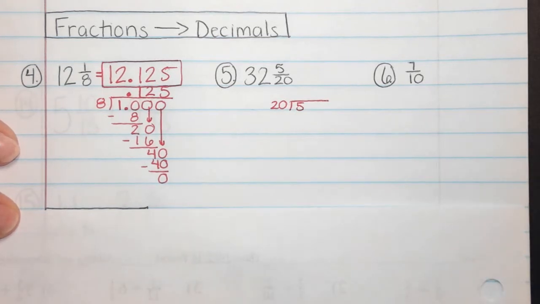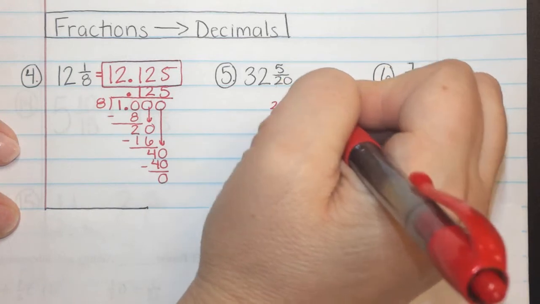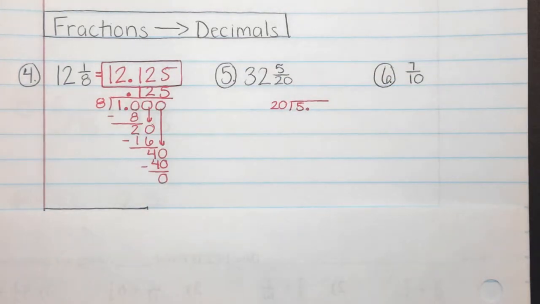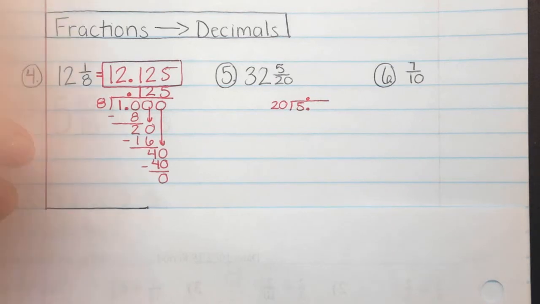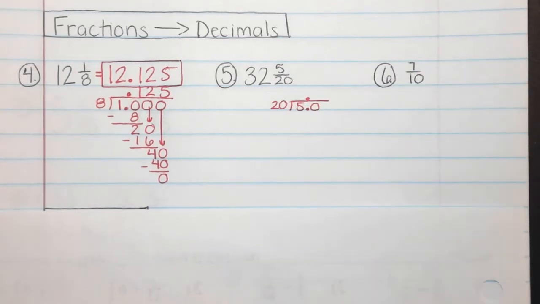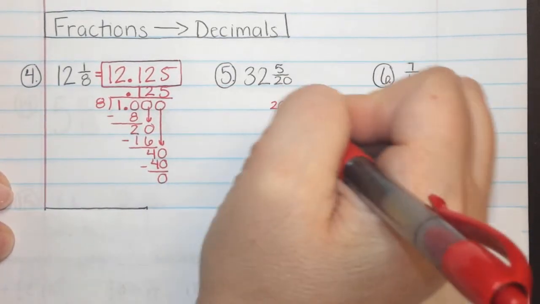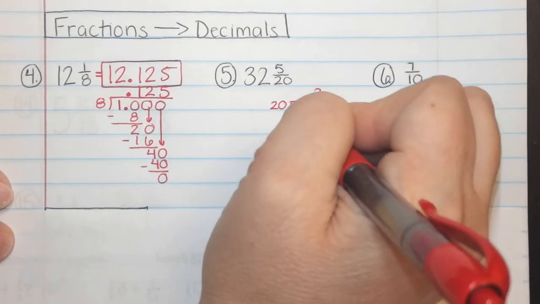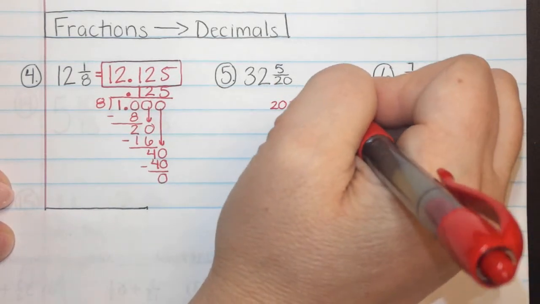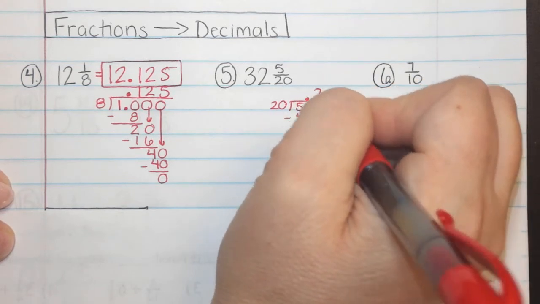Not quite yet. Wait. Add the decimal and? Raise up to the roof and? Add a 0. Perfect. So we add our decimal, raise to the roof, and a 0. How many times can 20 go into 50? 2 times. 2 times 20 is? 40. When I subtract, I get 10. I have something left over, so I'm going to add another 0 and bring it down.